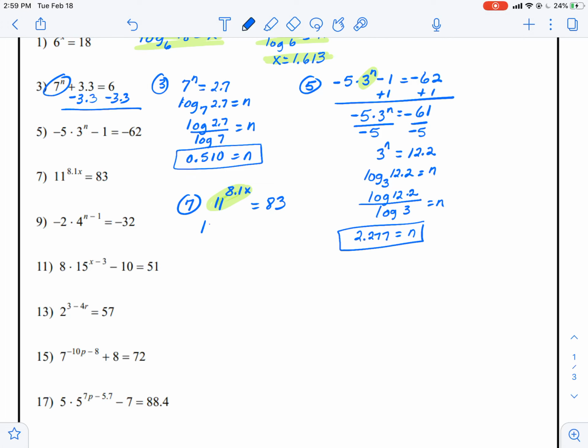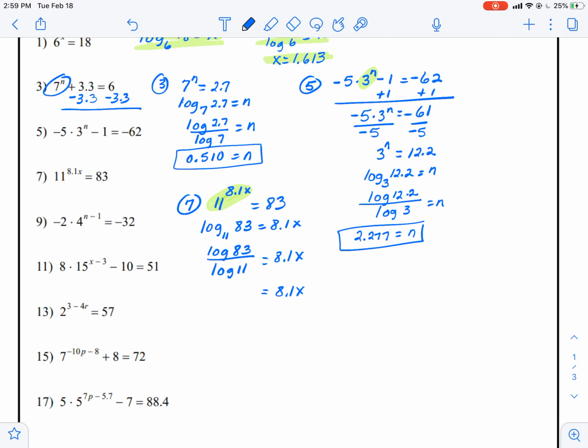So I'm going to write it log base 11 of 83 equals 8.1x. So what I would do in this case, you can do it one of two ways. I would probably go ahead and put this in my calculator and simplify it. Okay, and then I'm going to divide off the 8.1. Now you could write it all as one step, but as far as putting in your calculator, it's going to definitely be easier. So log of 83 divided by log of 11.